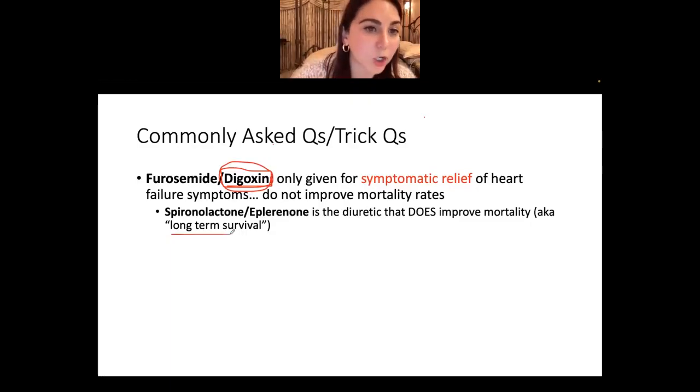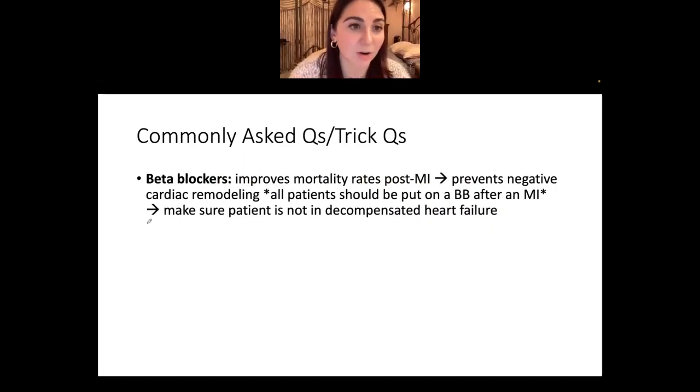But what they're going to term it as is what's going to increase long-term survival or what's going to improve mortality, something like that. What they're trying to get at is what's stopping this negative cardiac remodeling. We talked about it, beta blockers, and then spironolactone, eplerenone. So spironolactone, eplerenone, only diuretic that does improve long-term survival. Okay. So a lot of the times, again, spironolactone is not a great diuretic, but a lot of people that are on spironolactone have heart failure, and that's why.